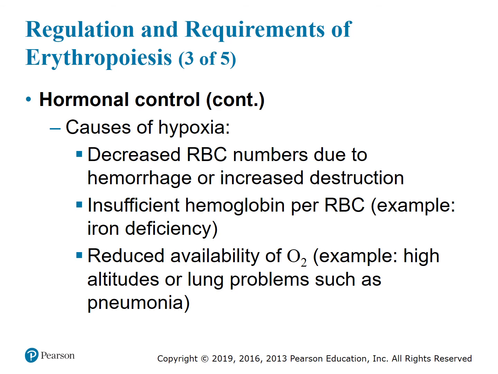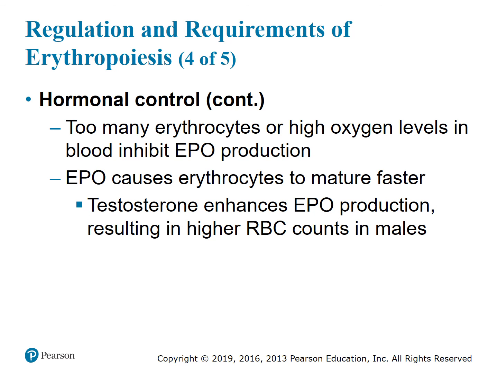Some causes of hypoxia are decreased red blood cell numbers due to hemorrhage or increased destruction. Another would be insufficient hemoglobin per red blood cell, as in iron deficiency, and reduced availability of oxygen, for example, at high altitudes, or if a person has lung problems such as pneumonia. Too many erythrocytes or high oxygen levels in the blood will inhibit EPO production. EPO causes erythrocytes to mature faster. Testosterone will enhance EPO production, resulting in a higher red blood cell count in males.